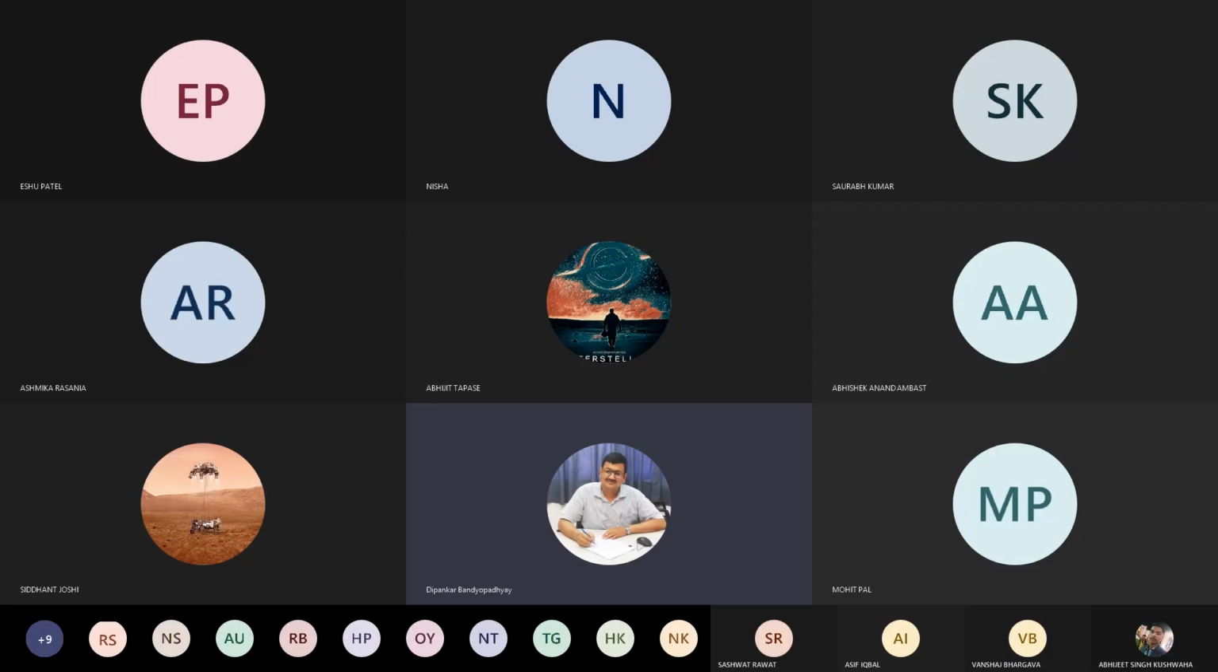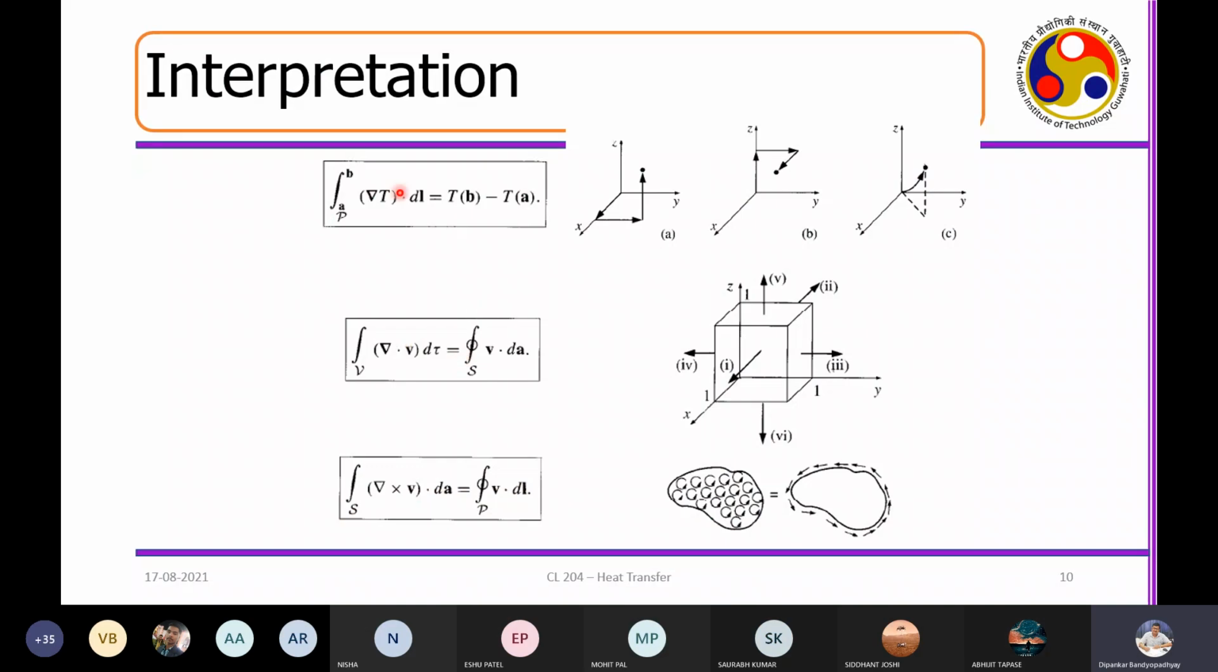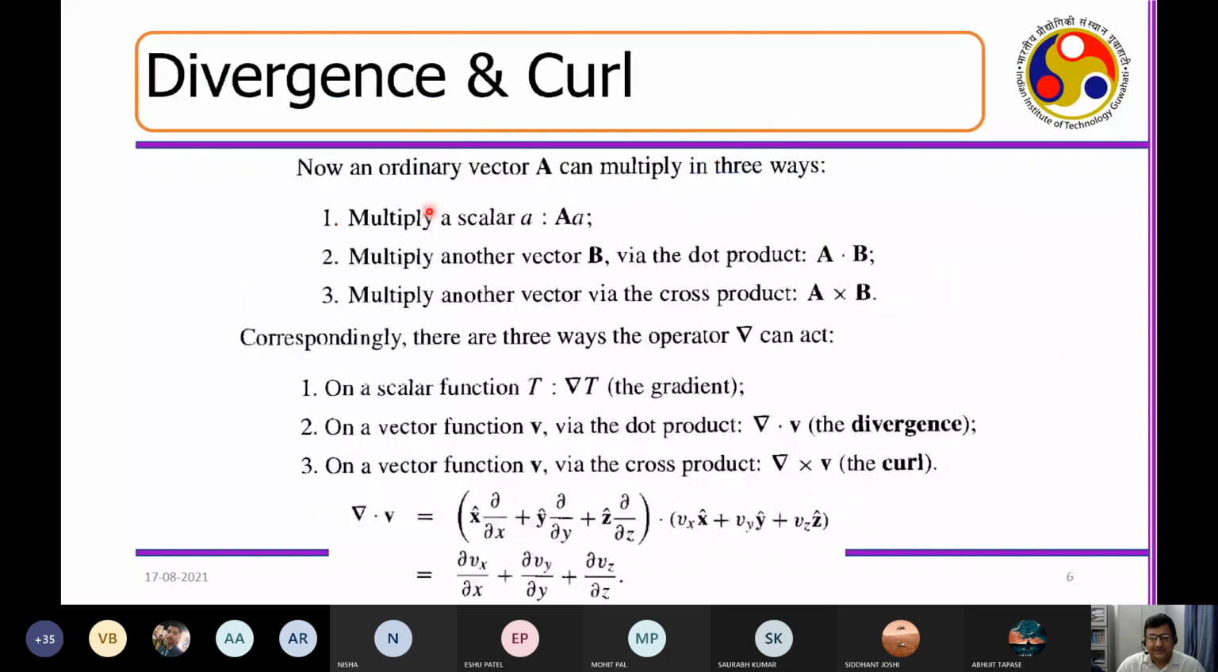Integral, this is called the surface integral, and this is Green's theorem, this is Gauss's theorem. So del dot gradient of T dot dl, if you just integrate from a to b, what are you going to get? See, yesterday we did gradient of T, right? And dot dl, what did I get? What did we get? What is that?